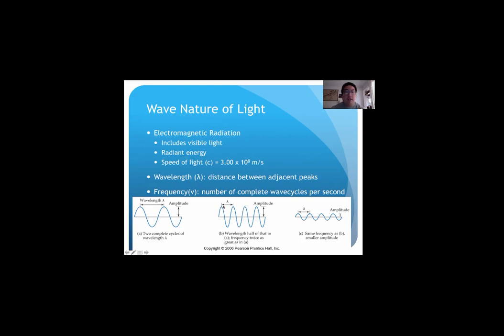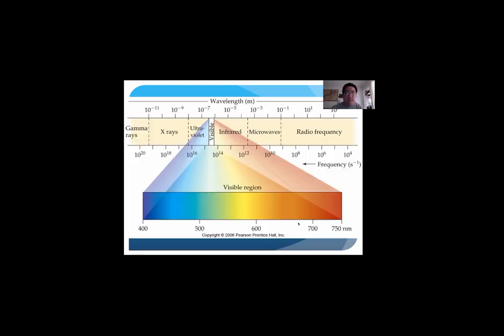We can see here when we increase the number of wave cycles, in this first one there were 2, but here we have 4. And notice how the frequency increases and the wavelength decreases. So it's that inverse property we talked about before. And here's another example where we have the same frequency as in B, but the amplitude is a little bit smaller. So you can see that we can add a lot of variety to waves and their properties.